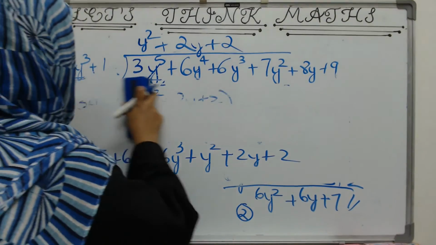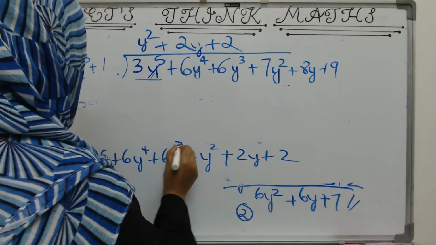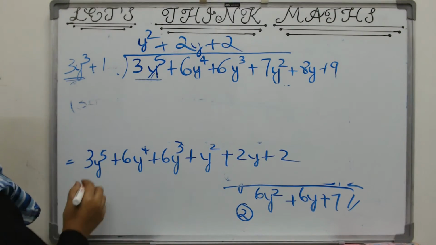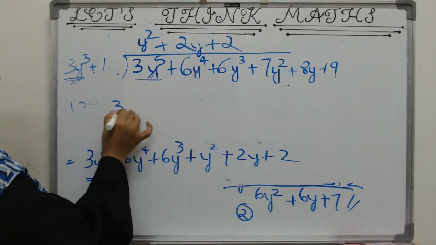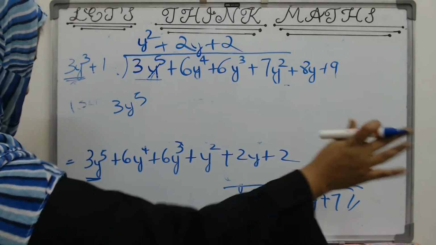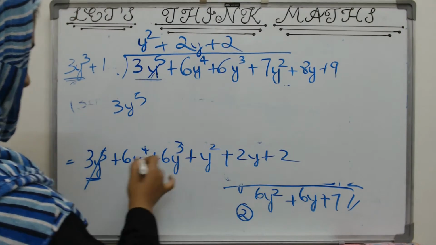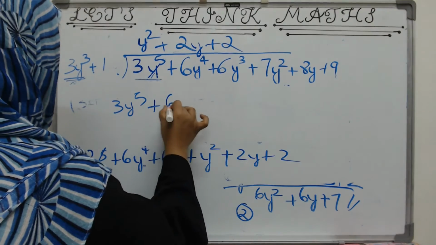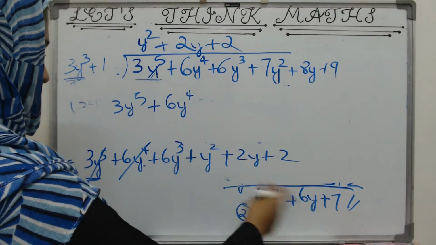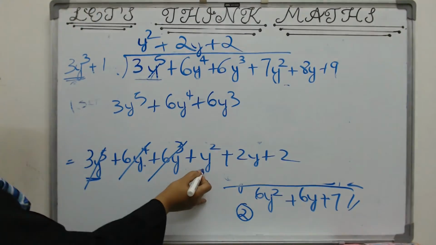Now what do we do? We have to add these two. Shall we start? First is 3y raised to 5. Do you see any other y raised to 5? No. Next is y raised to 4. Do you see any other y raised to 4 term here? No. Next is 6y cube. Do you see any y cube here? No. Then we come to y square.